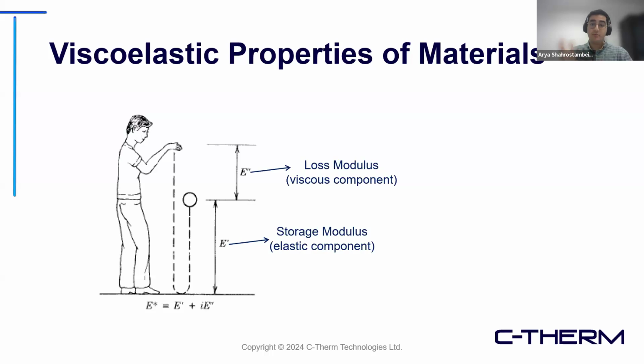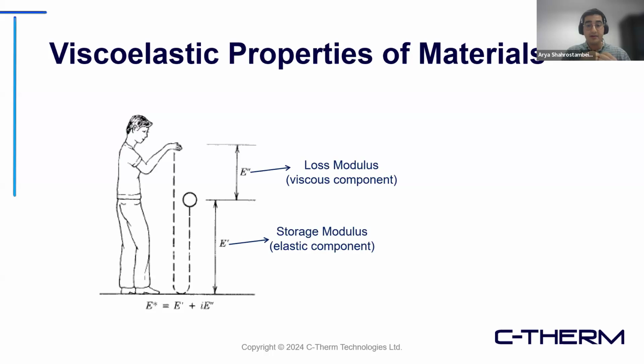So by deforming your sample at a certain frequency, you will have 2 different components. The viscoelastic properties of the material can be illustrated using this image here. Imagine you're dropping a ball. Definitely after you drop the ball, it starts bouncing back up. However, it does not go back to its original spot where you released the ball. So this is a very good illustration to show 2 important components of viscoelastic properties.